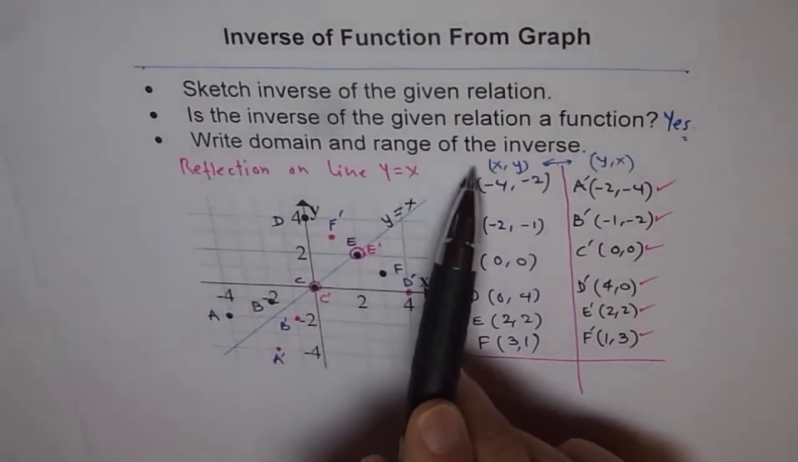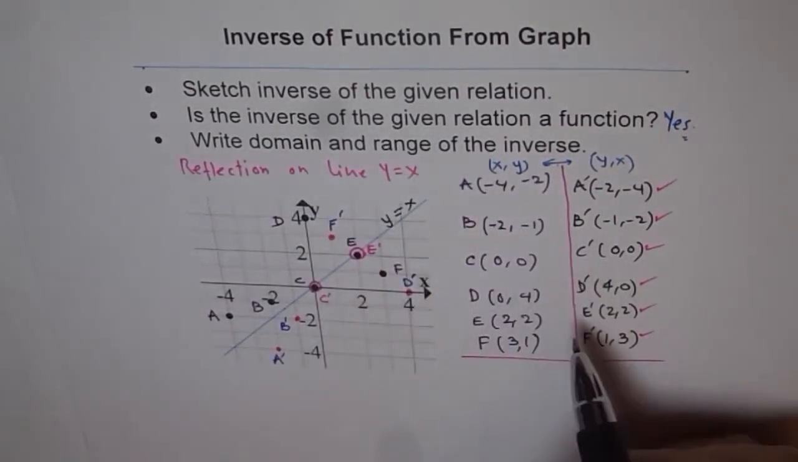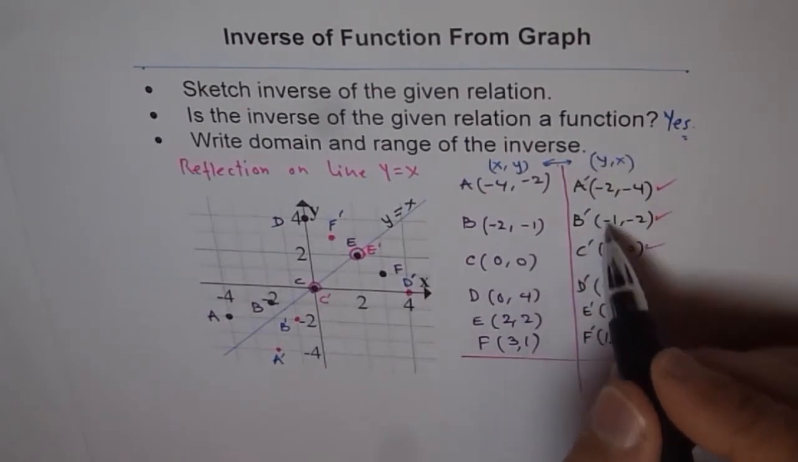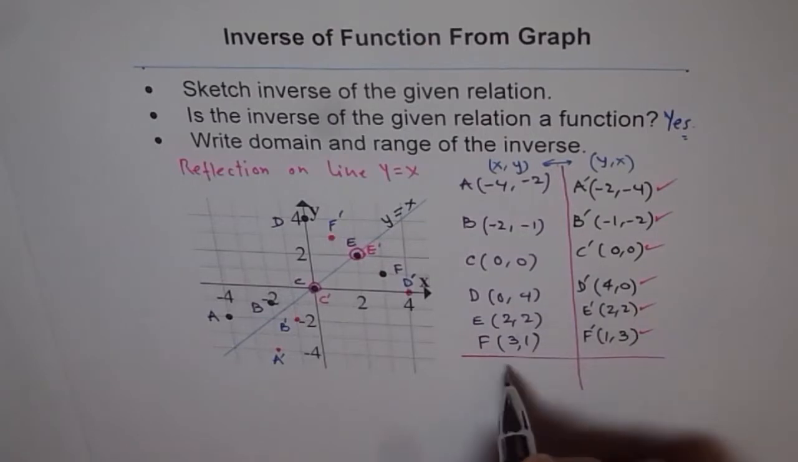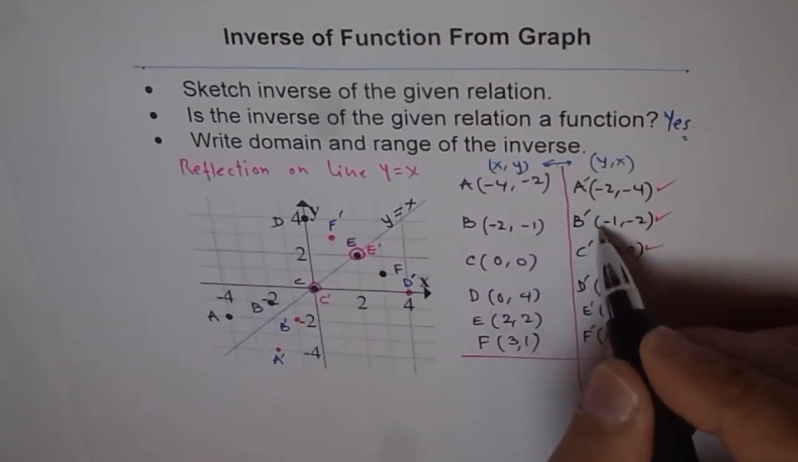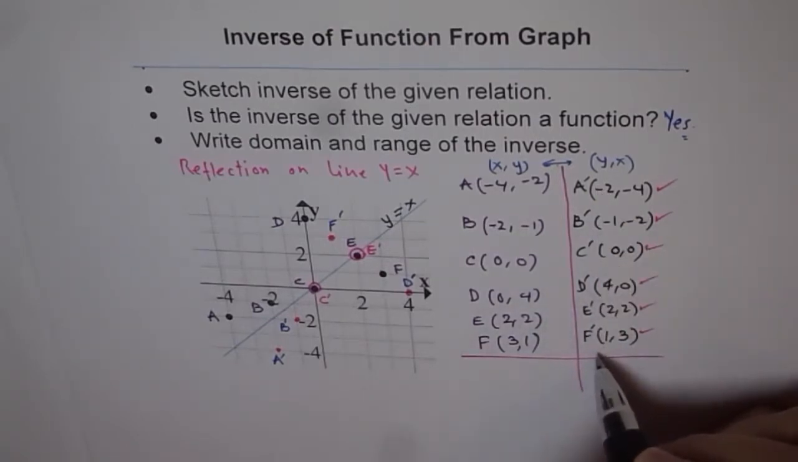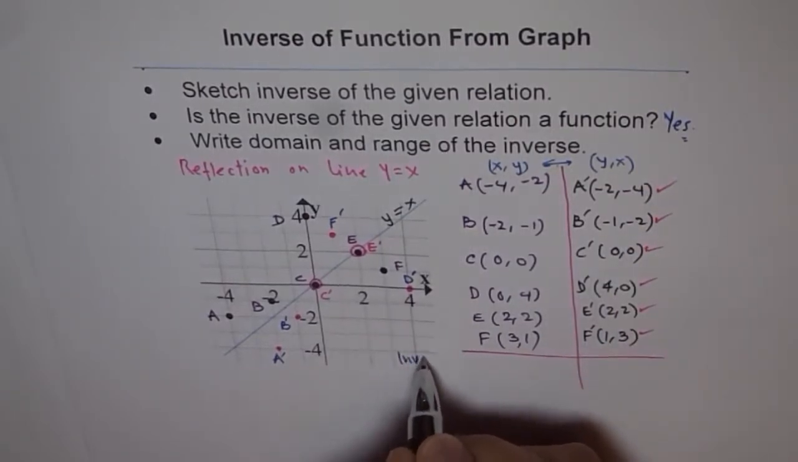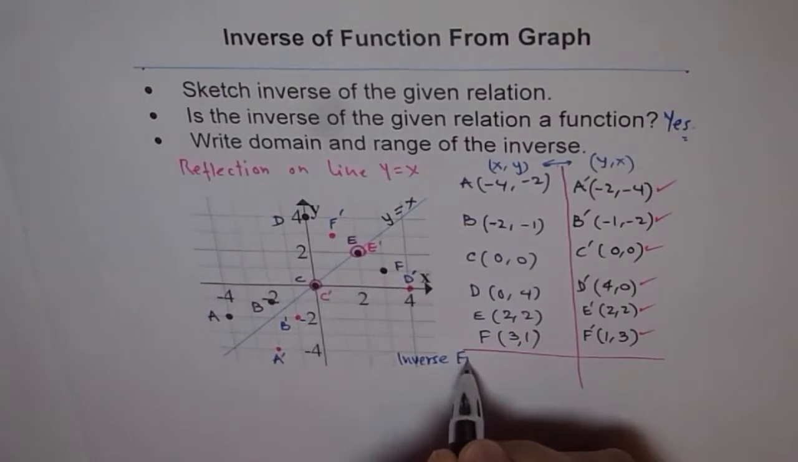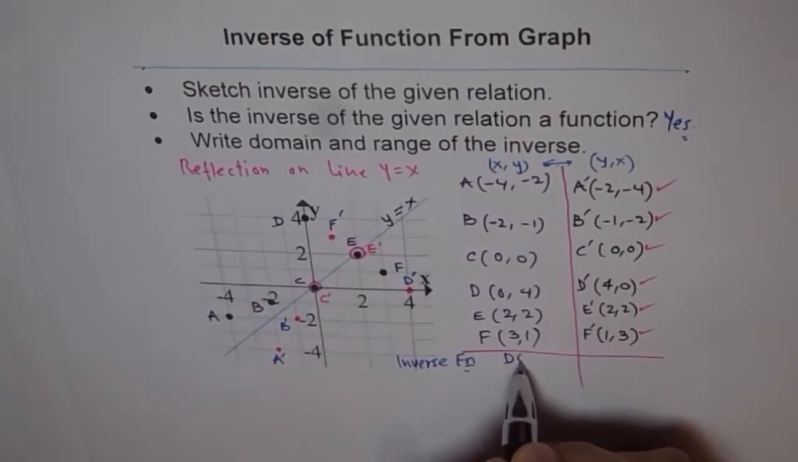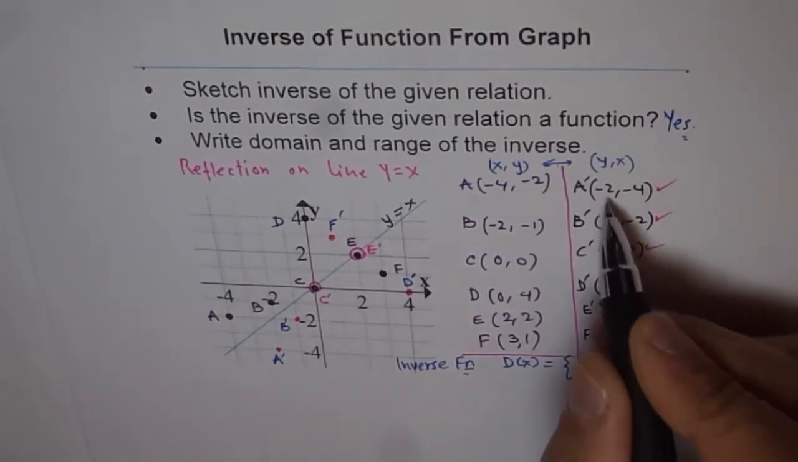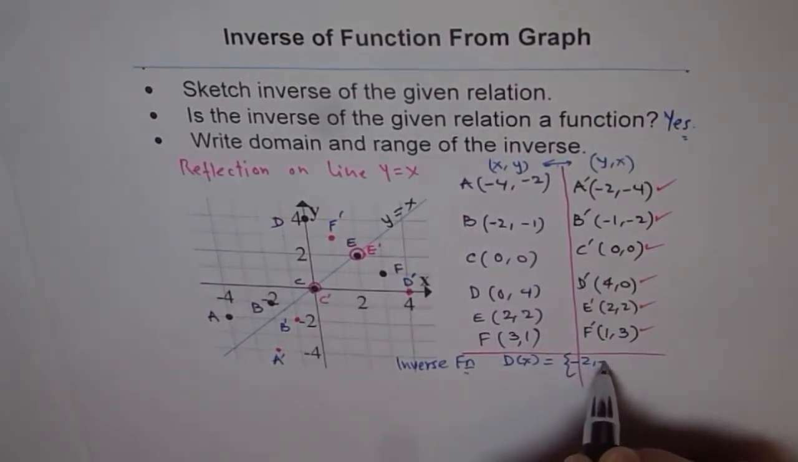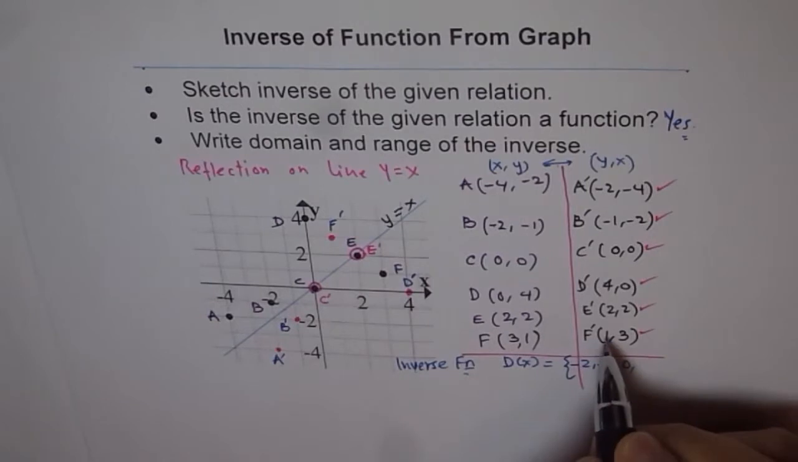Write domain and range of the inverse. So for the domain and range of the inverse, that is my inverse. I can write all these x values as the domain set, and the range will be the set of the y values. So for the inverse function, the domain is -2, -1, 0, 1, 2, 4.